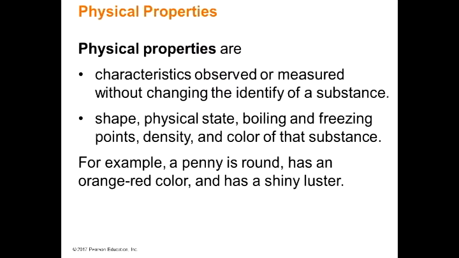For example, a penny is round, has an orange-red color, and has a shiny luster. That's just what it is. You get it? So when we talk about physical properties, it is what it is. So everyone follow. That's its physical property. Okay? It's rectangular.